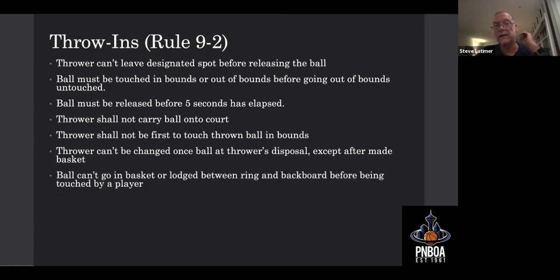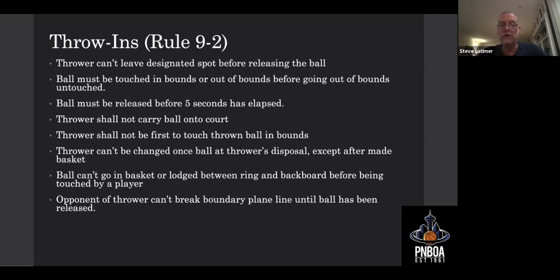So the ball, when you're passing it in, can't go in the basket, or be lodged between the ring and the backboard, without being touched by a player. Here, if you're throwing the ball in from out of bounds and it gets stuck in the ring, people will say that's a held ball, jump ball situation. It's not. It's a throw-in violation, right? Because the ball hasn't been properly put into play.